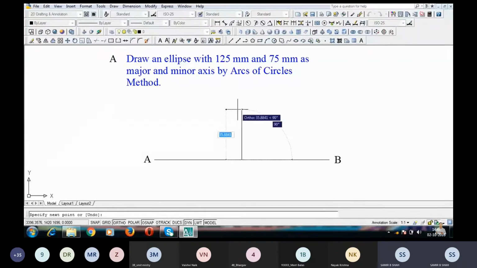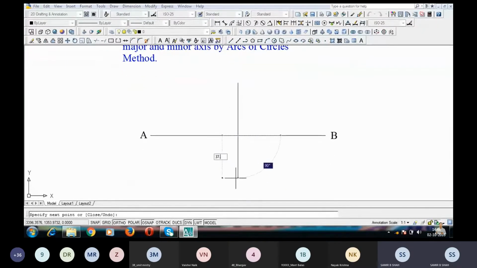So the overall length of this minor axis is 75 millimeters. So half of the minor axis will be above this line, whereas the remaining half will be below this line. Half of 75 is 37.5, right? So half will be above, and half is going to be below, so this is again going to be 37.5. Now guys, let us name these points as C and D, the extremes of the minor axis. C, and this over here is D.